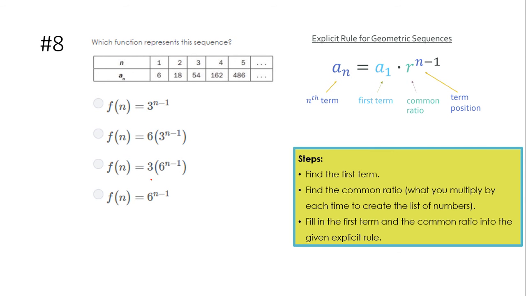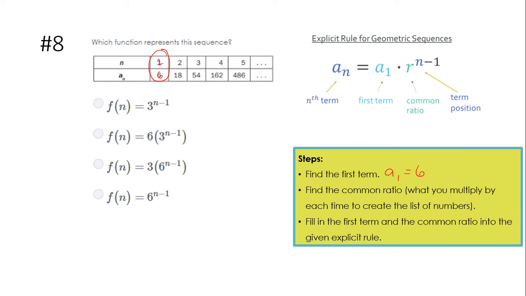Number 8, which function represents the sequence? My explicit rule for geometric sequences is right here. Okay, so a sub n equals the first term, a sub 1 times r, that's my common ratio, all to the n minus 1. I need to find the first term, my a sub 1. Here is my first term. Term number 1 is 6.